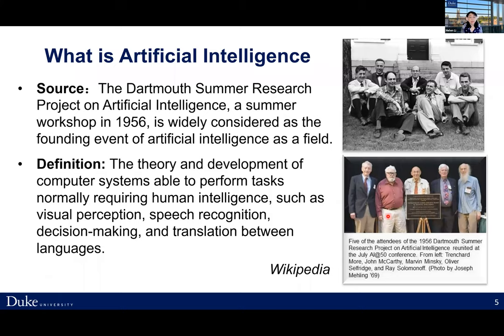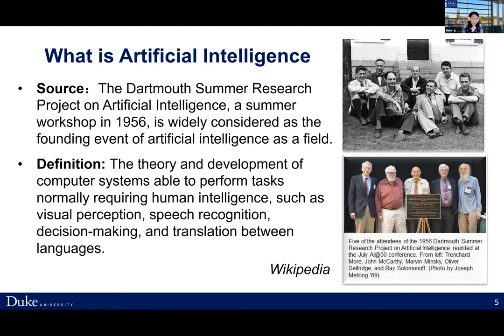The picture at the bottom was actually shot 50 years later, in 2006. Five of the 10 speakers attended this 50-year anniversary celebration. Through thorough discussions, artificial intelligence was defined as the theory and development of computer systems able to perform tasks normally requiring human intelligence, such as visual perception, speech recognition, decision-making, and translation between languages.